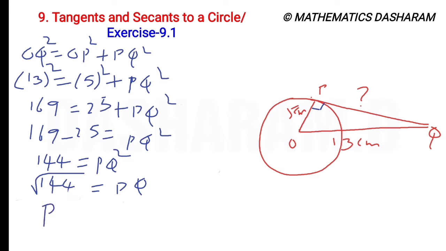So then PQ equals under root 144, the value is 12 centimeters. So the length of the tangent is 12 centimeters.